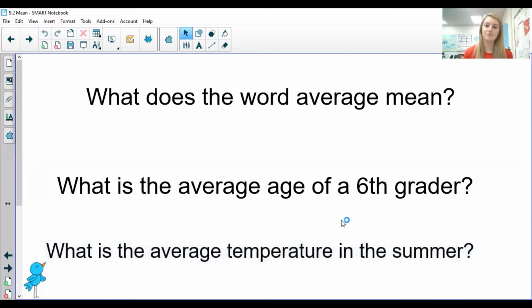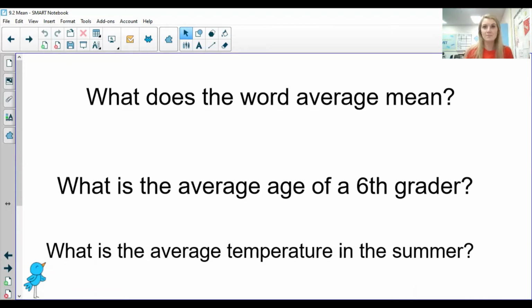What is the average temperature in the summer? Well, it depends, right? Sometimes it's 80, sometimes it's 70, sometimes it even gets up to 100. But when we talk about the average, we just want to know what's normal, what's in the middle. Same with the age of the sixth graders. Some sixth graders might be 13, a little bit older. Some might not even be 11 yet, but most sixth graders are 11 to 12. Same thing with the average temperature in the summer.